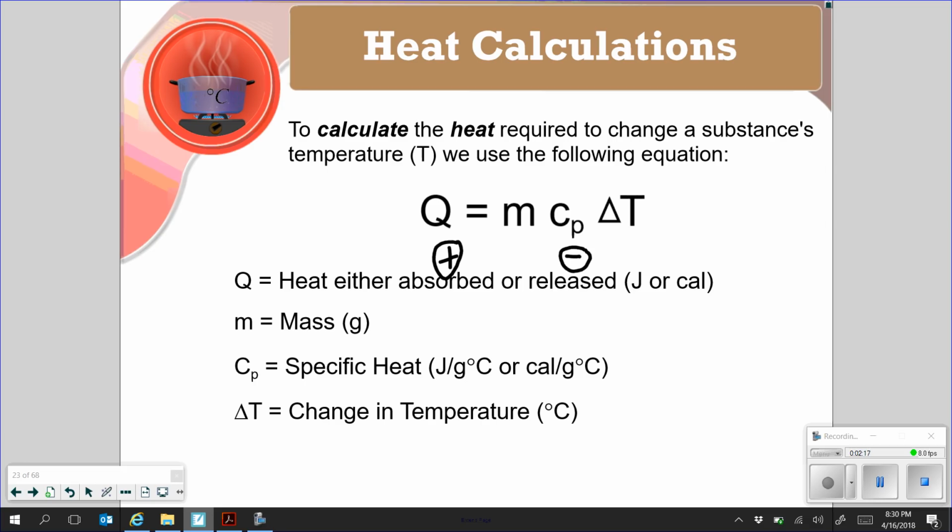Your M is your mass in grams. Your CP is your specific heat. It's going to be in joules over grams degrees Celsius or calories over grams degrees Celsius. And your change in temperature is going to be delta T, and that's going to be in degrees Celsius. And note that delta T is going to be equal to your T final minus your T initial. So the temperature you finished with, subtract the temperature you started with.